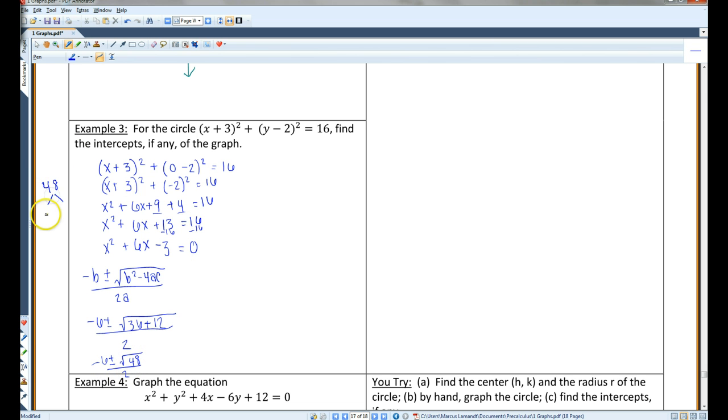48 is 6 times 8. This is 2 times 3. This is 2 times 2 times 2. I've got 2 2's and another 2 2's, and the 3 is all by itself. So 4 root 3 is what it simplifies to. Negative 6 plus or minus 4 root 3. This becomes negative 3 plus or minus 2 root 3.